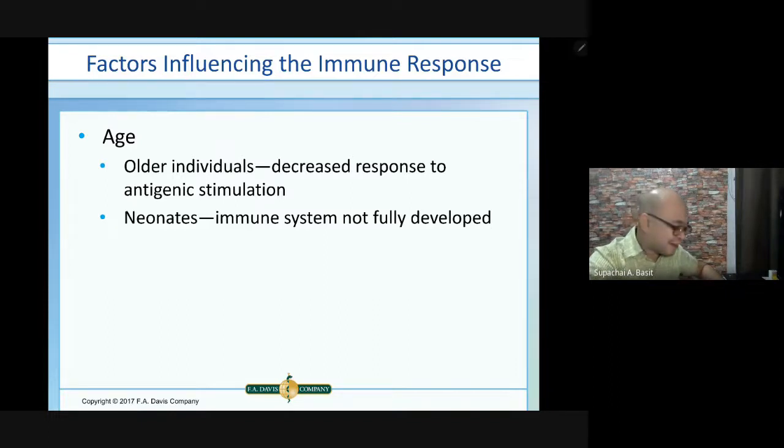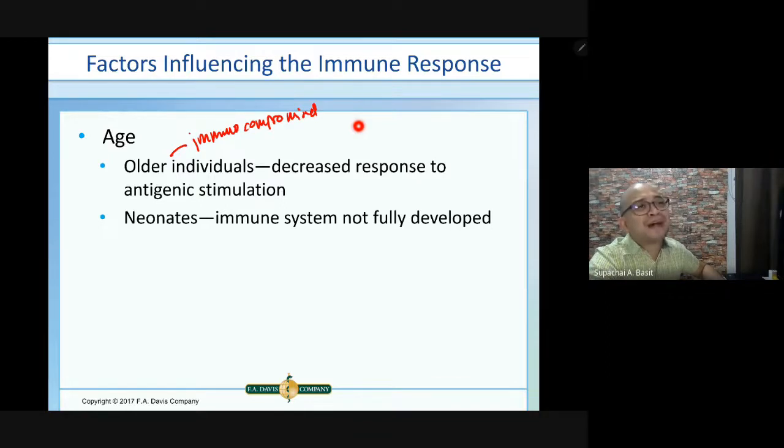Okay, number one factor is age. What does it mean? As we grow older, there is already a decreased response to antigenic stimulation. Okay? So which means that old individuals may have a weak immune system. So they may be considered as technically immunocompromised as compared to individuals at your age.